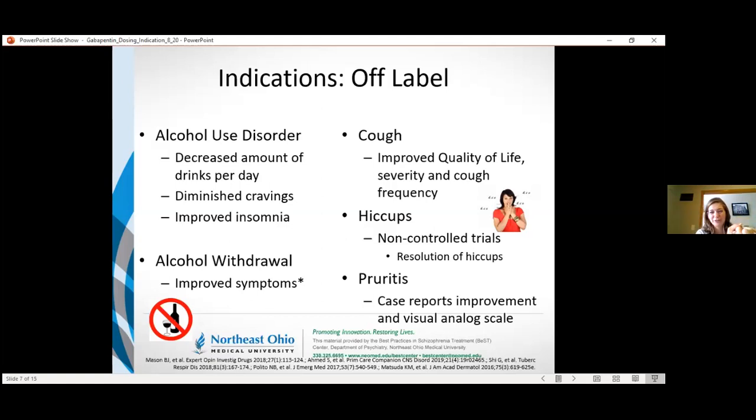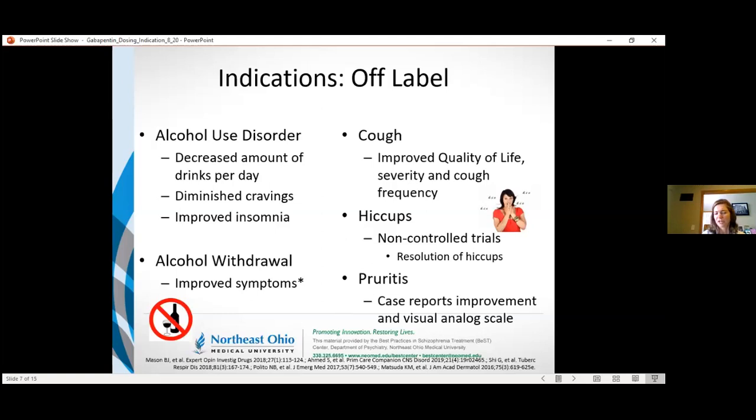It's also a treatment for hiccups. It's one of my quiz questions for pharmacy students. Chlorpromazine tends to be one of the treatments for hiccups. Gabapentin also has some non-controlled trials that did report an improvement in the resolution of hiccups, complete resolution for those patients.